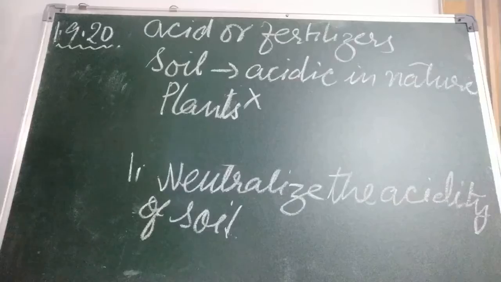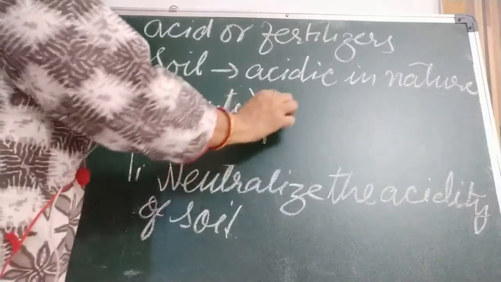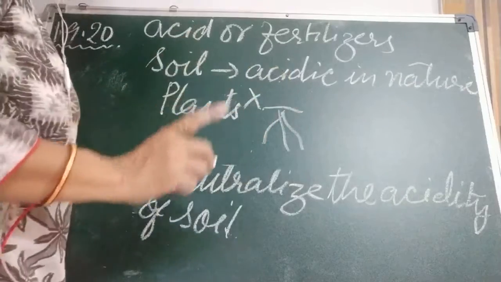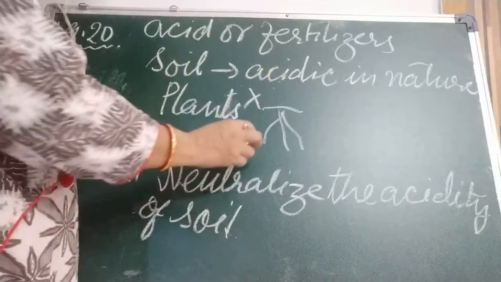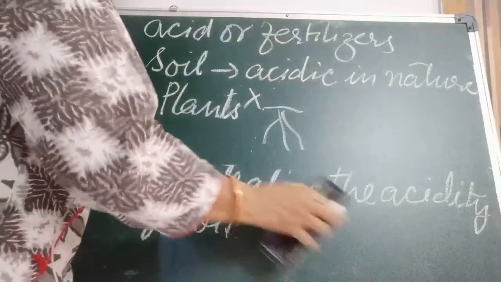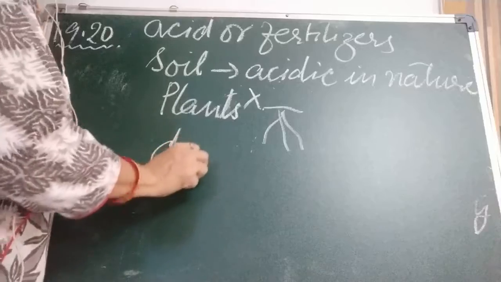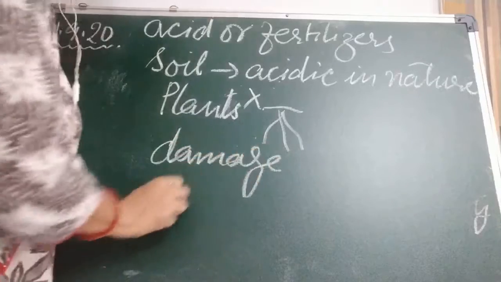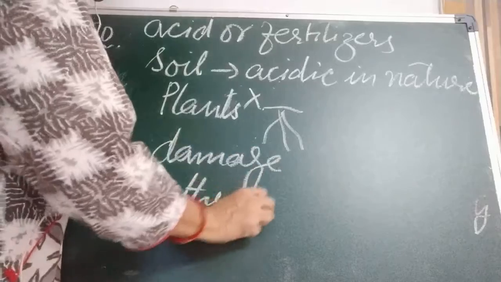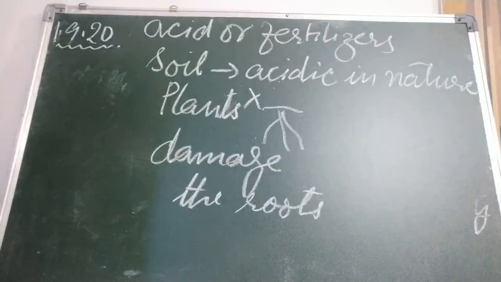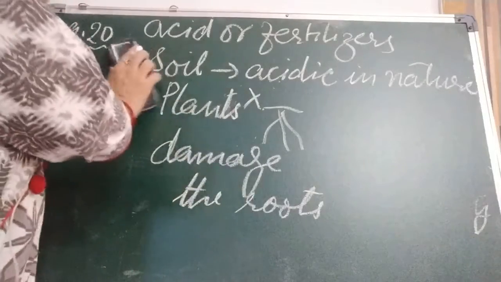You know the roots of the plants, when they come in contact with it, as you know it is corrosive in nature, so it damages the roots. So to make it neutral is very important. What is the meaning of neutralize? Neutralize means neither acidic nor basic.